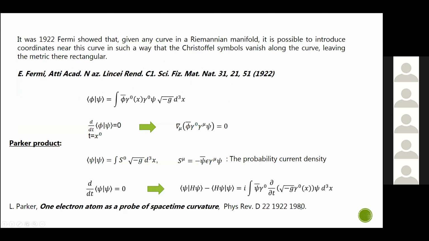And in fact, Parker's study was constructed on Fermi's paper. If there is any curve in a Riemannian manifold, it is possible to introduce coordinates near this curve in such a way that the Christoffel symbols vanish along the curve, leaving the metric there rectangular.